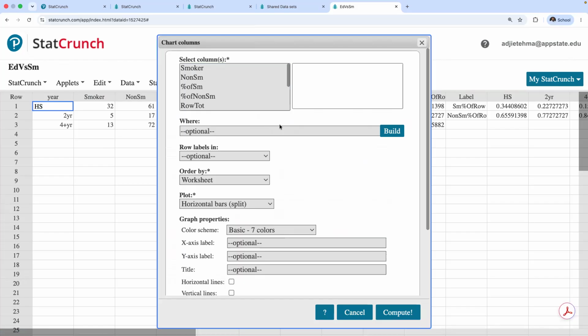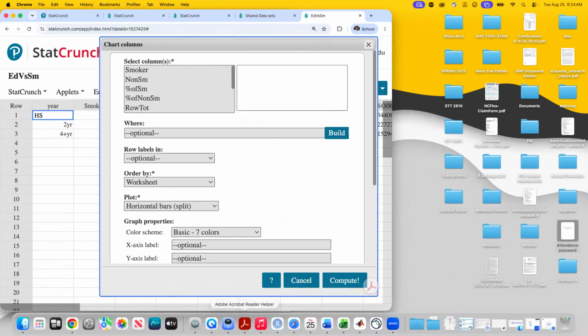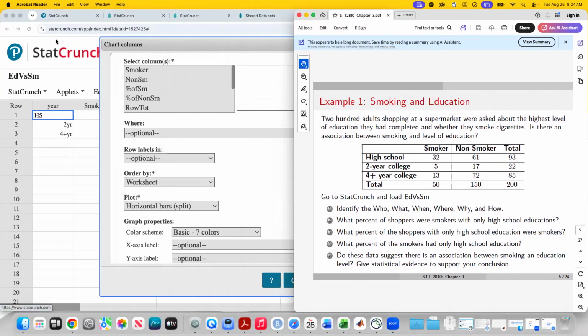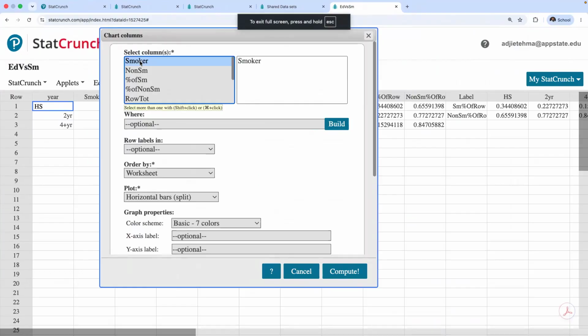And then the question is asking us to select the columns. And so the columns here, when you look at the original data, you can see that is smoker and non-smoker. So we try to select that. So smoker, and then I am using a Mac, so I just put my hand on command, and then I select this. So whatever you select, it should show here. So you see smoker and non-smoker. We have that here.